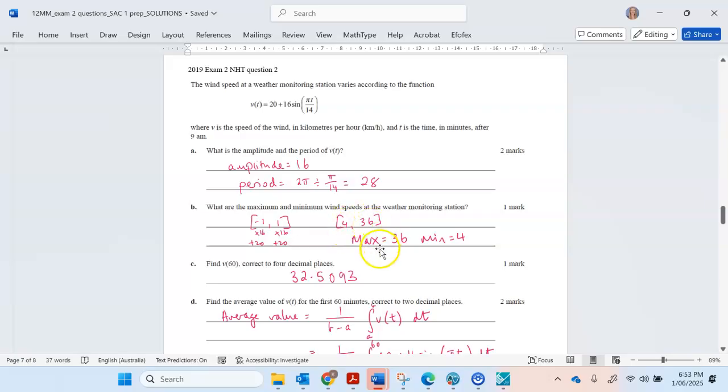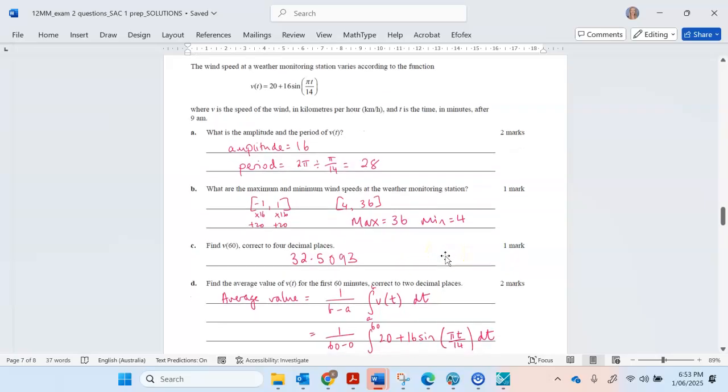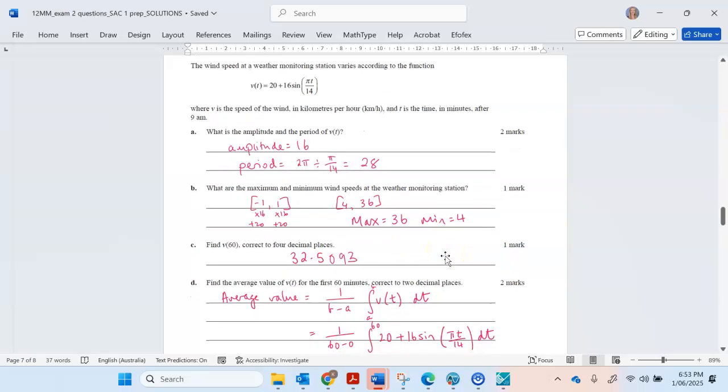We can't leave it like that. We do have to actually say what the max and the min is. Actually, I think they would accept that. That would be a bit harsh if they didn't. But your max is 36 and your min is 4. You should probably state it. Why risk not getting that easy mark?